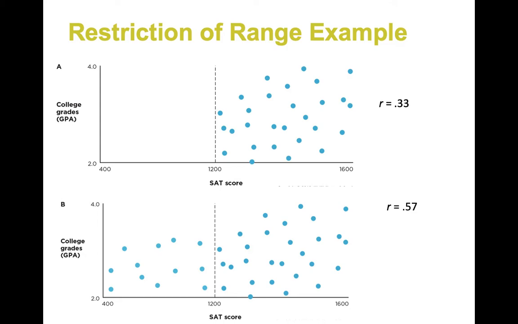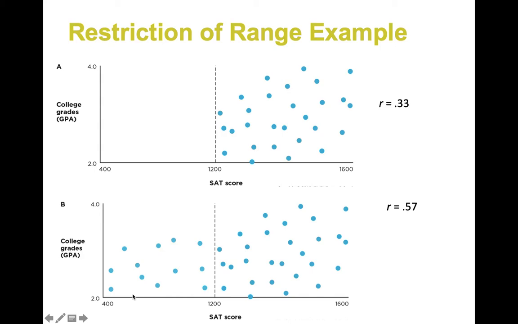We could extrapolate from that top scatter plot and see what the scatter plot would look like if the range was not restricted. In the top scatter plot, the correlation is 0.33. In the bottom scatter plot, where the range is not restricted, the correlation is 0.57. Okay, so when we include all the people that were not accepted into the college, but would have been accepted at, say, less selective colleges, you can see that there's a much stronger relationship.